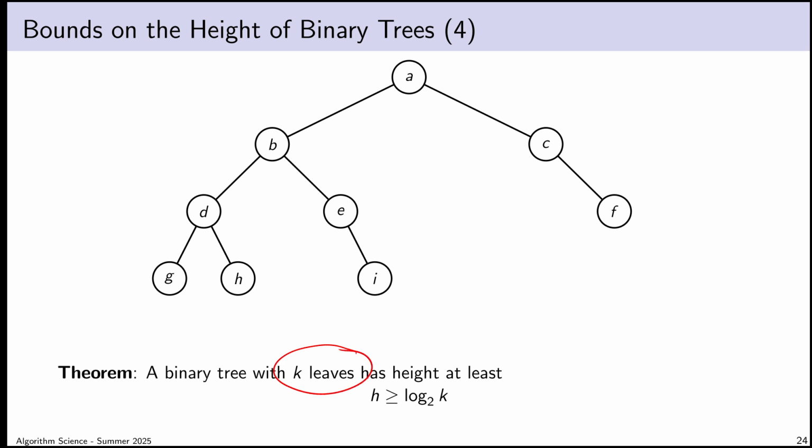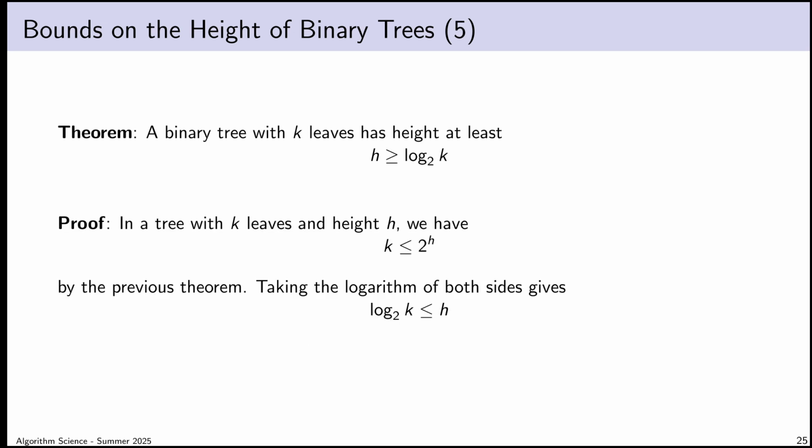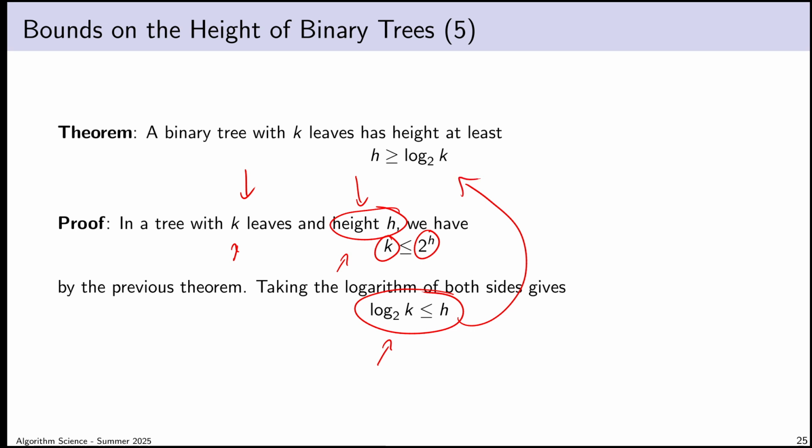A binary tree with k leaves has height h greater than or equal to log base 2 of k. And the way I get that is I just take the theorem I just wrote and take the logarithm of both sides. So if I have a tree with k leaves and height h, we know that the largest number of leaves possible in a tree of height h is 2 to the h, which means k has to be less than or equal to 2 to the h. Then I just take the log of both sides, and I get log base 2 of k is less than or equal to h, or in the way I'd prefer to write it, h is greater than or equal to log base 2 of k.